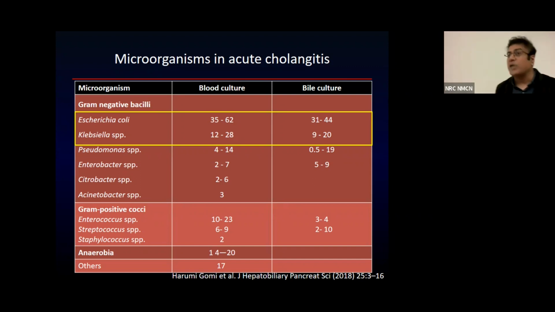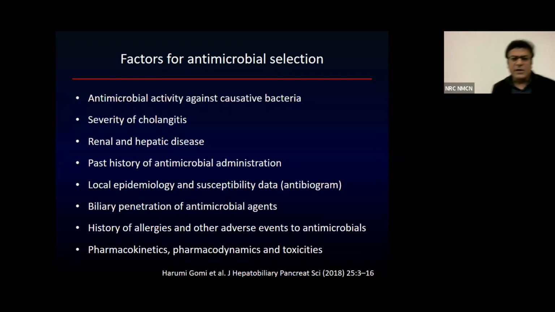So very, very important. Once we are dealing with cholangitis, we need to cover for anaerobes as well. They constitute around 15 to 20% in blood culture and approximately similar in the bile culture as well. So factors, antibiotic activity against causative bacteria, that is the one that is required. Severity of cholangitis needs to be seen, which we will see, how the cholangitis severity is graded.